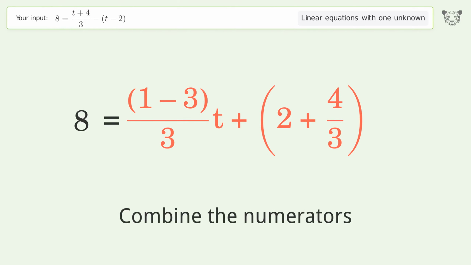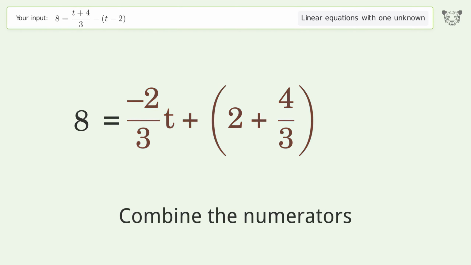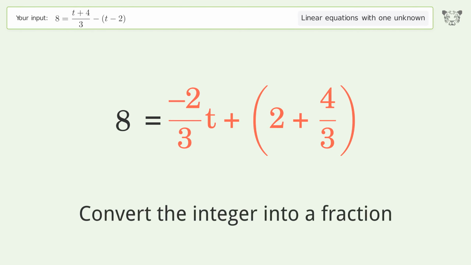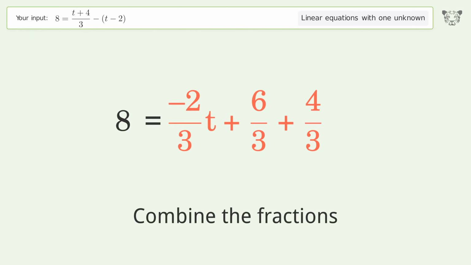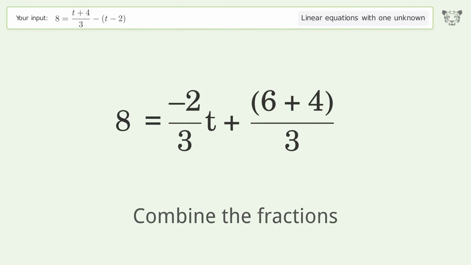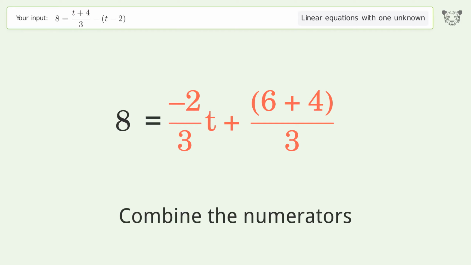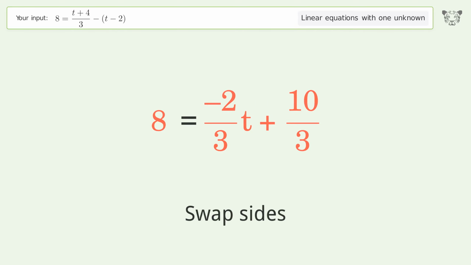Combine the numerators. Convert the integer into a fraction. Combine the fractions. Combine the numerators. Swap sides.